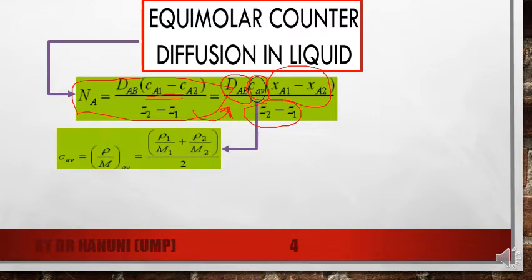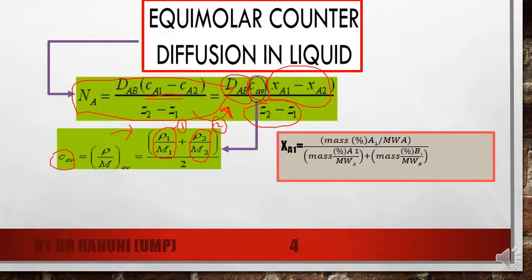Okay, and here is the formula to calculate the C average. C average is basically the average of the ratio between rho, the density, over molecular weight at two different points. This is the rho over molecular weight at point 1, and the second term is the ratio of density over molecular weight at point 2. So we get this average concentration through this formula.